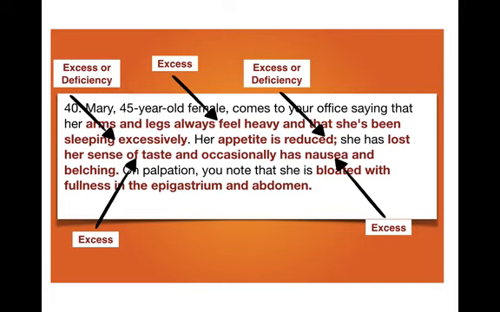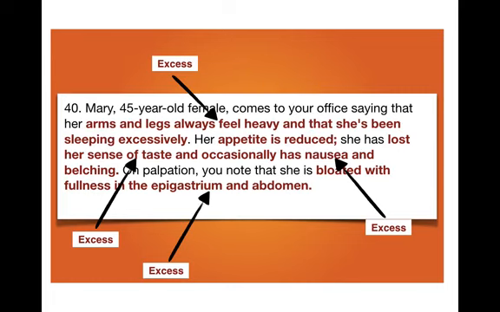Then we have bloated fullness in the epigastrium and abdomen. And this is going to be excess as well. Now, if it was just bloating, we could say it could come from spleen qi deficiency as well. But because there's that sense of fullness, that tells us it's an excess symptom. So we're only going to look at the symptoms that give us a clear diagnosis. And if you look at each of the labels we've given, this case is definitely excess. We have no symptom that's pure deficiency here, right? So we can easily say that our case is one of excess.